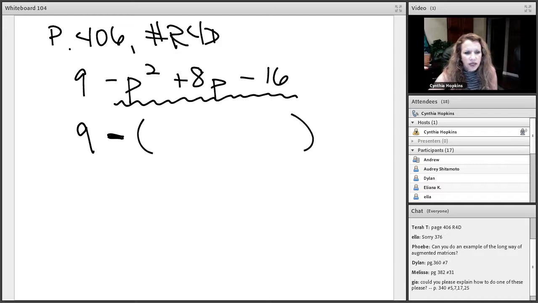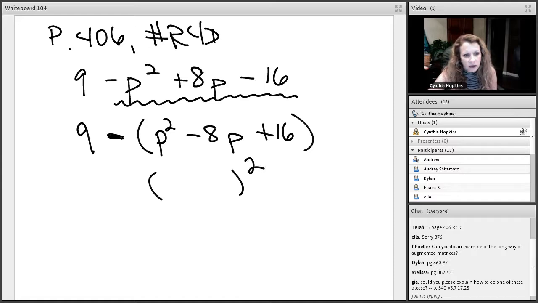Okay, so I've written down my 9, my minus sign, and now I'm factoring out that negative 1. So in the parentheses, I get p squared minus 8p plus 16. So now look what's in my parentheses. That is a perfect square trinomial, and it factors into the square of a binomial, like we talked about on our first example.